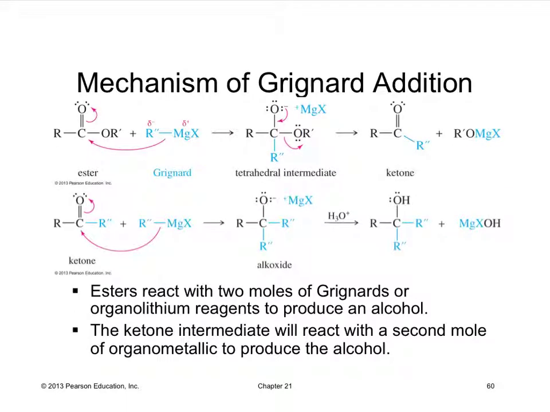So here's the mechanism. Here's nucleophilic attack. Electrons go to the oxygen, tetrahedral intermediate. Now electrons on the oxygen come down, kicking off the alkoxide, forming the ketone. Once the ketone forms, another equivalent of the Grignard comes in. Electrons go to the oxygen, tetrahedral intermediate, but then this becomes protonated to form the alcohol.